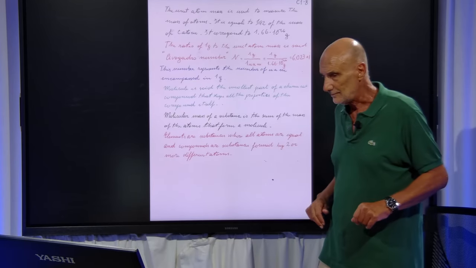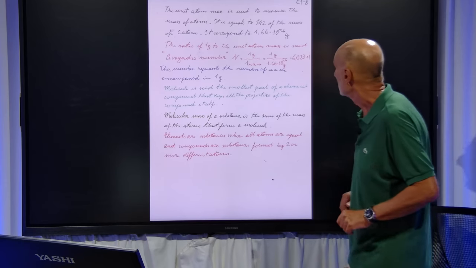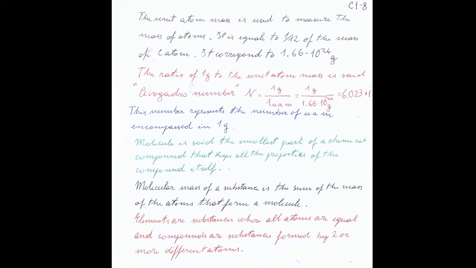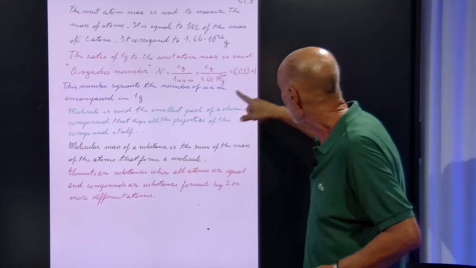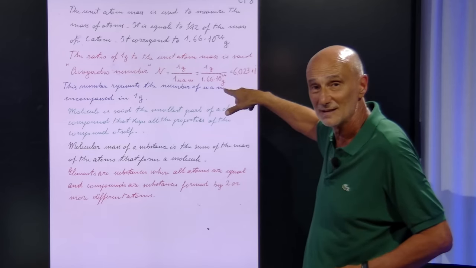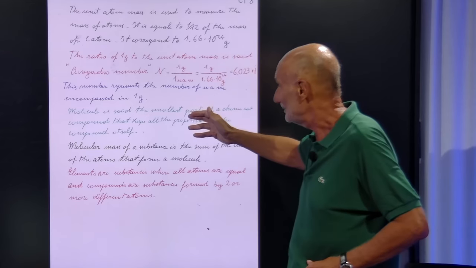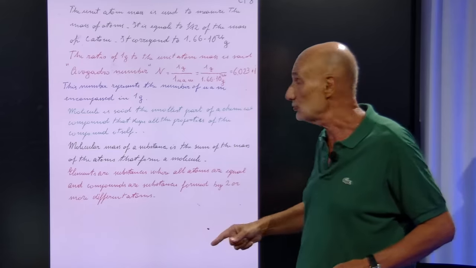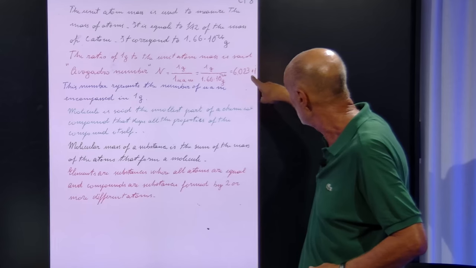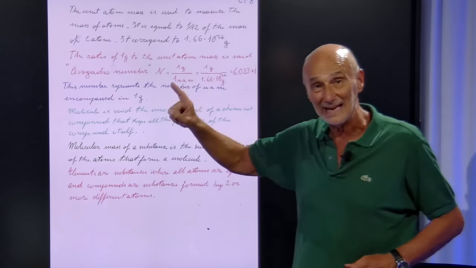Then, let's calculate the ratio between the unit mass gram and the unit atom mass. The unit atom mass, when it is expressed in grams, is equal to 1.66 times 10 to the minus 24. If we perform this operation, we obtain this number, 6.023 times 10 to the 23. It does not appear correctly on this blackboard, because when I made the PDF, it did not take this number. So consider that this number is 6.023 multiplied by 10 to the 23.